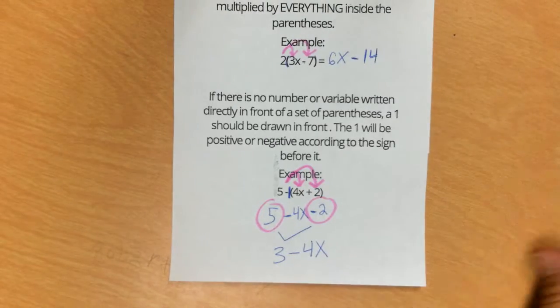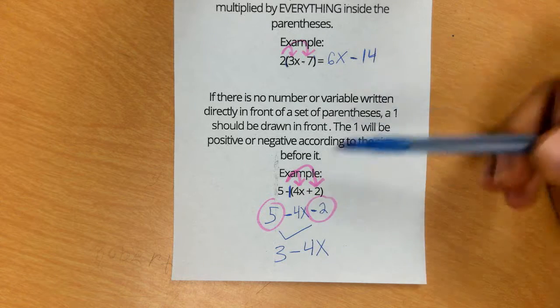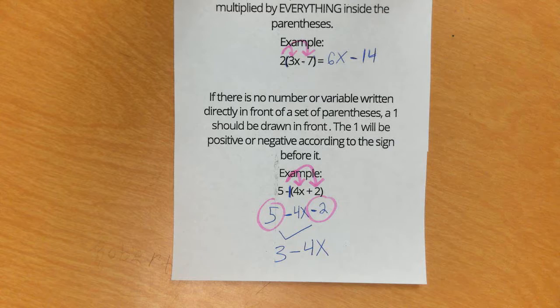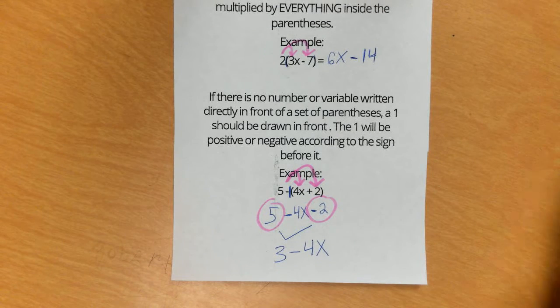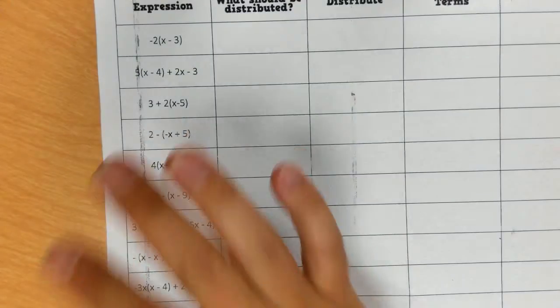So that's how you distribute. You just draw arrows to whatever's in your parentheses. Everything inside the parentheses gets whatever is right in front of it. Simple and very important. Pause it if you need to. If you have that already, let's flip to this one.